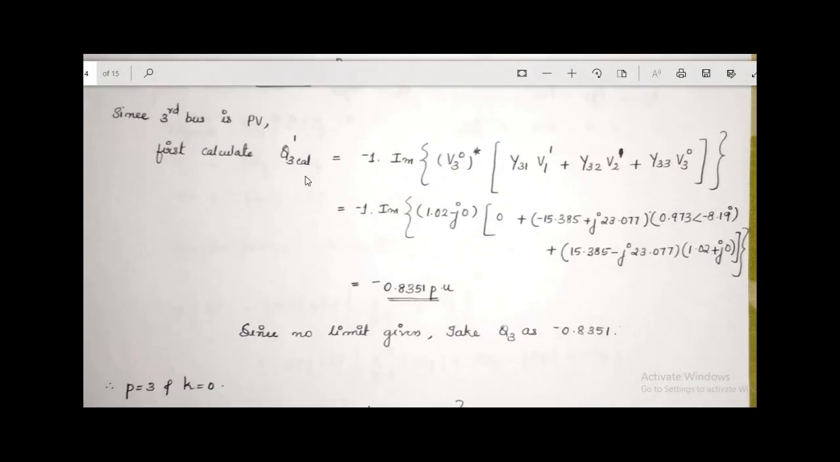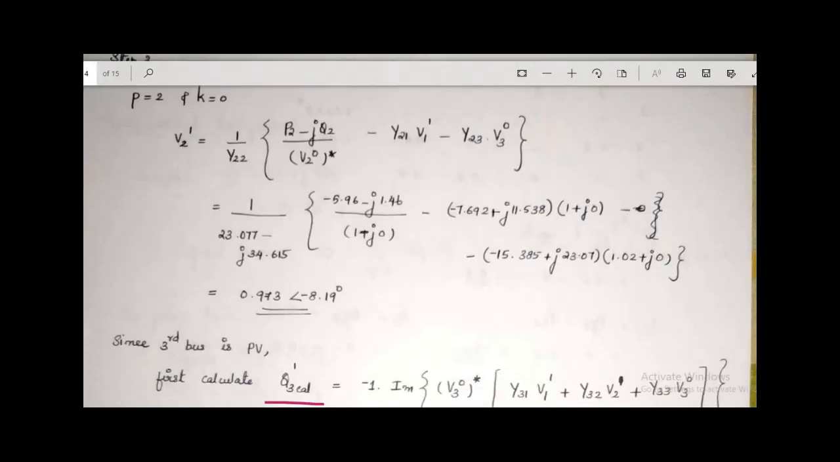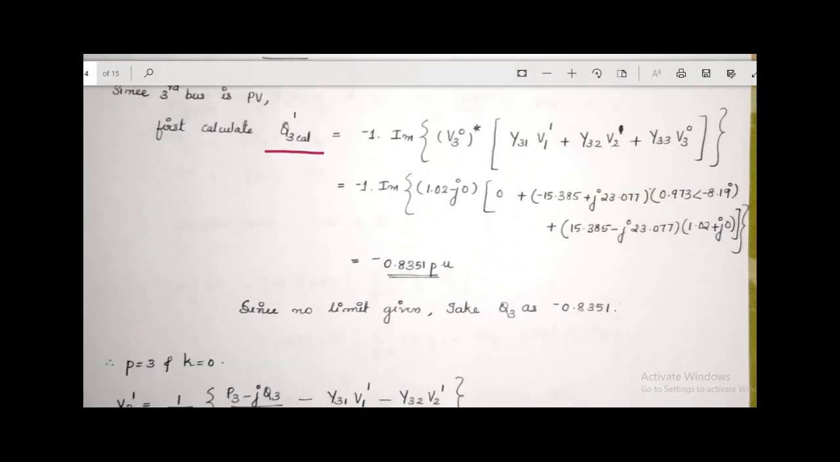The next step is to calculate. If there is a generator bus, you are supposed to calculate this, right? So you are calculating this. Before calculating this, we calculate the second bus voltage. In the similar way, once you get the voltage, you calculate the reactive power. You got the reactive power like this.